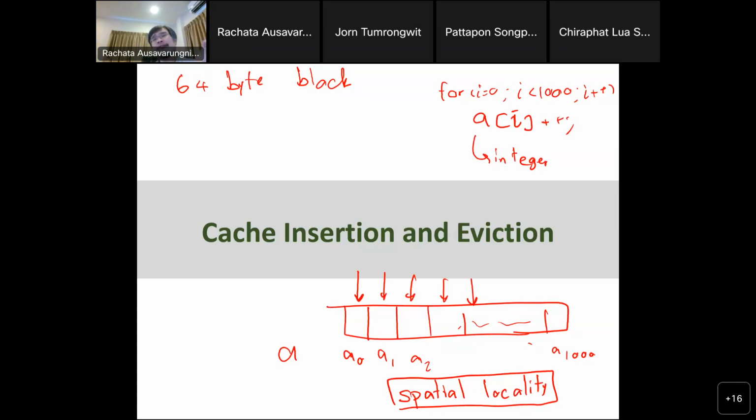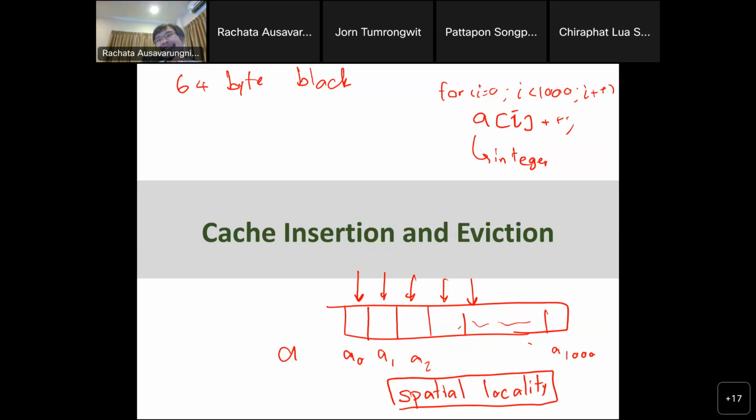A0 is a miss. That's the first time I see that data, so it's a miss. I bring that whole block into the cache. But what can I tell about the access to A1 through A15? Is that data in the cache or in the memory? Actually, A1 to A15 in this case would be in the cache.